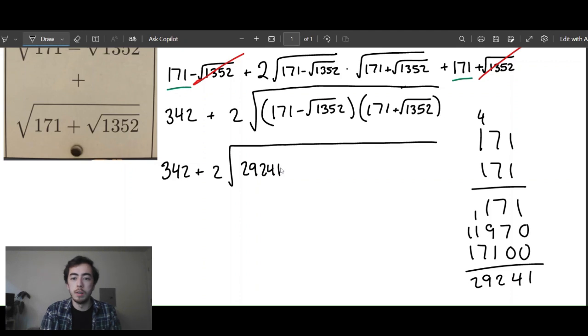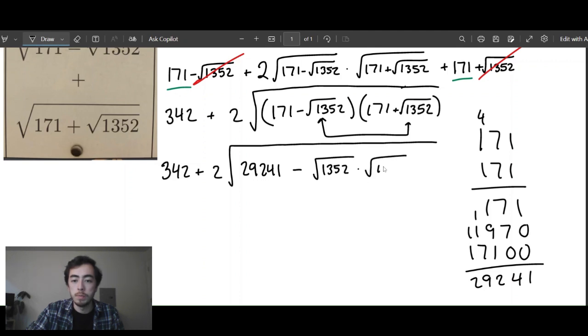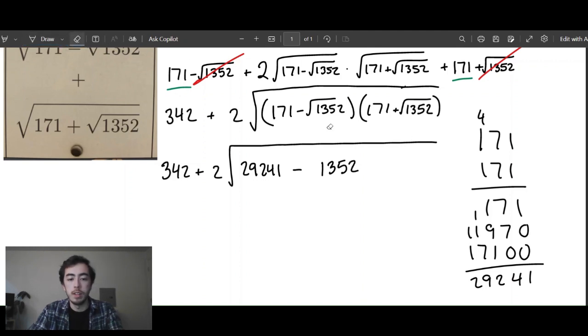29,241. And then when we do this binomial multiplication, if you notice, this pair is going to be positive, and then this pair is going to be negative because of that negative sign. And so those two middle terms are actually going to cancel. And so I'll just get this times this. So it'll be minus, and then root 1352 times root 1352. And kind of just by the definition of a square root, if you have the square root of something times itself, it's just that something. So that's 1,352. Okay, so now I could continue with the arithmetic.